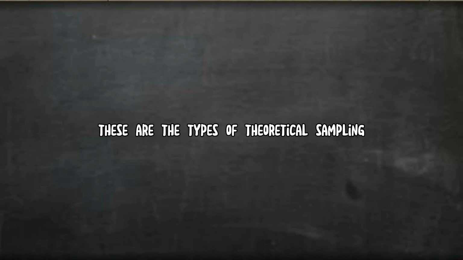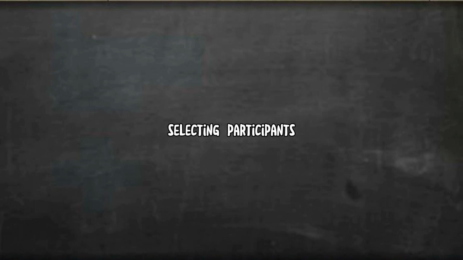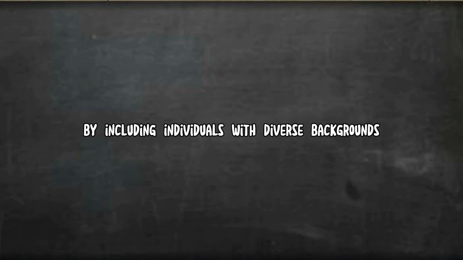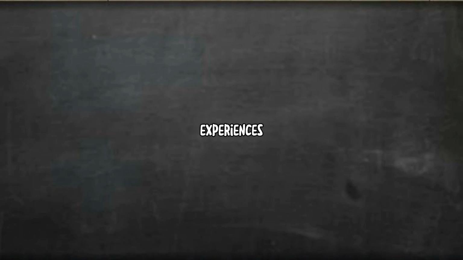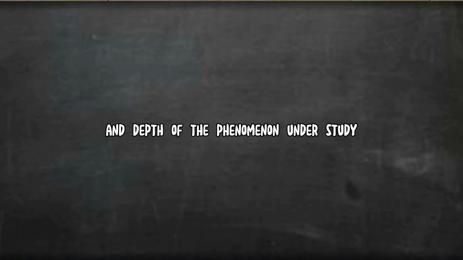These are the types of theoretical sampling. Maximum variation sampling. This type of sampling involves deliberately selecting participants who vary across a range of characteristics relevant to the research topic. By including individuals with diverse backgrounds, experiences, or perspectives, maximum variation sampling allows researchers to explore the breadth and depth of the phenomenon under study.